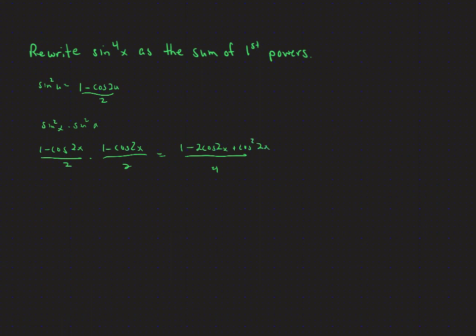But now we still have a square, so we're going to have to do it again. So instead of making all the over 4s, I'm going to factor out a 1/4. So that just leaves us with that minus 2 cosine 2x. Now we know that the cosine squared of u is 1 plus cosine 2u over 2. But our u is 2x. That makes our 2u 4x. So that's going to be 1 plus cosine 4x all over 2.